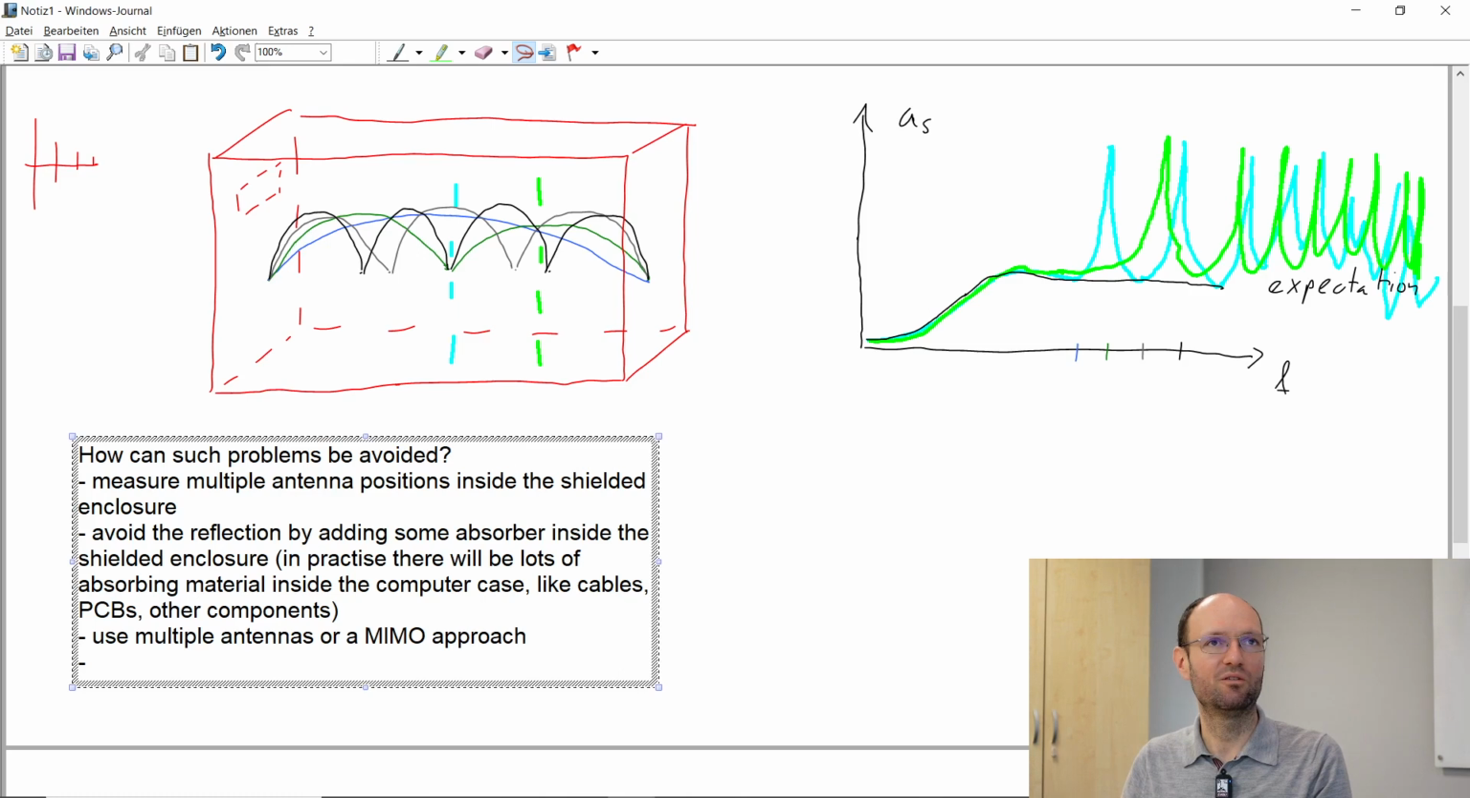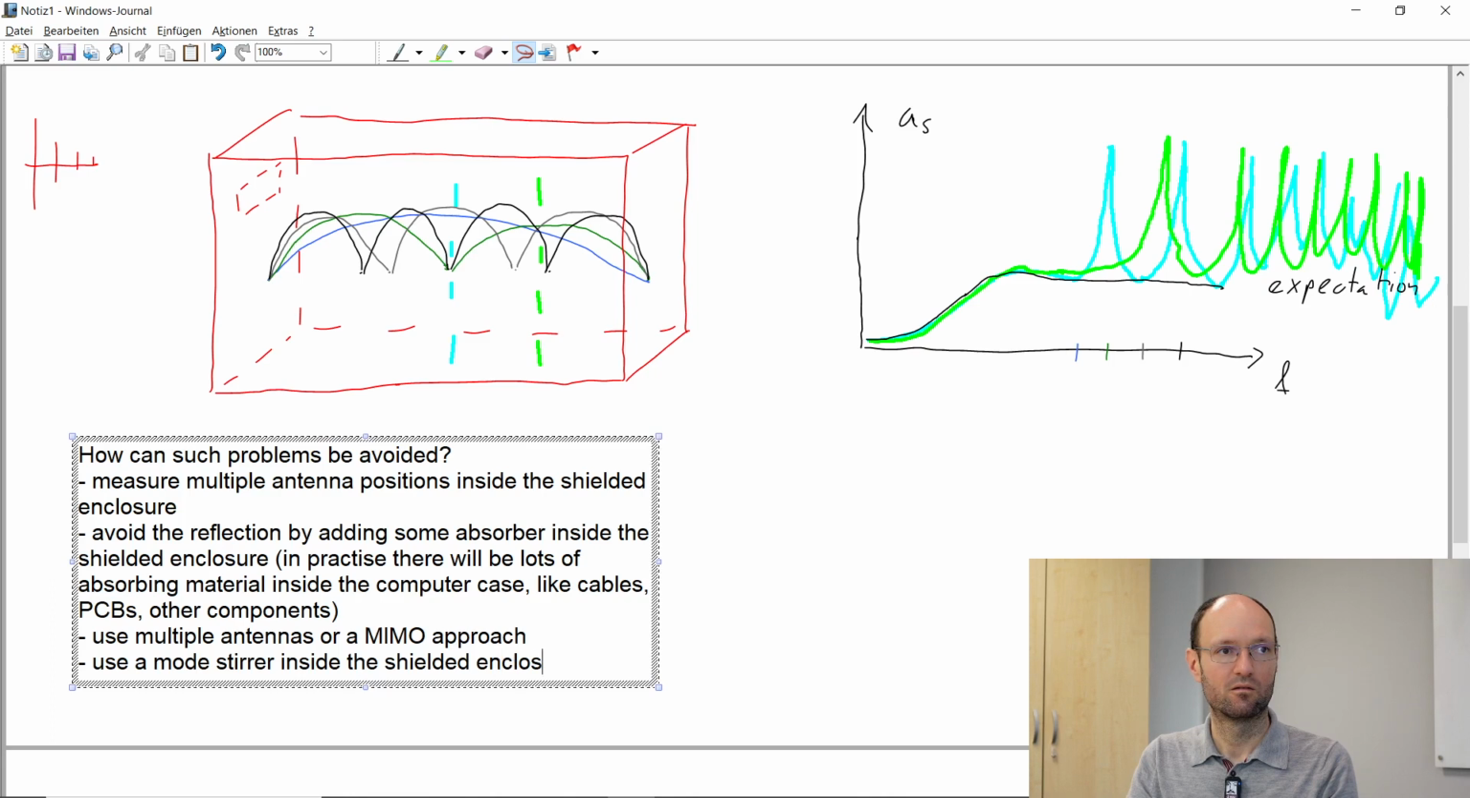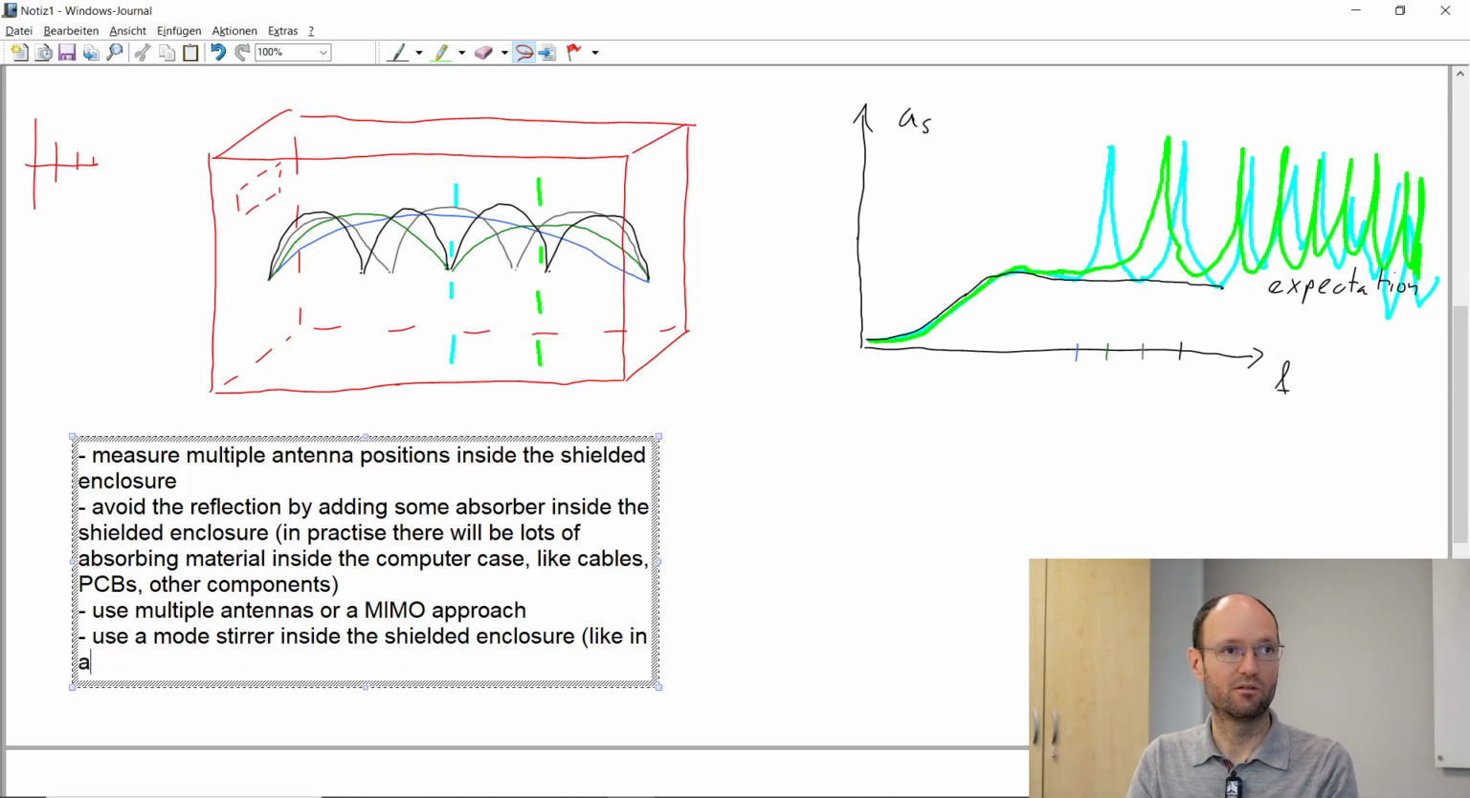And the other thing that we could do is we could try to turn our small shielded enclosure into something like a small reverberation chamber. We can try to leave the antenna at one position and move this standing wave pattern around inside this room. So we can use a mode stirrer inside the shielded enclosure, like in a small reverberation chamber.